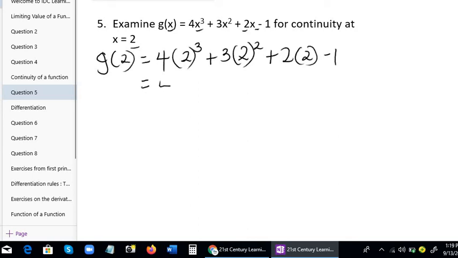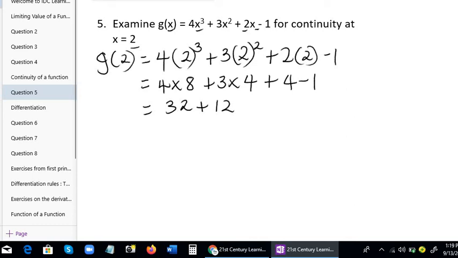Okay, so we have 4 times 2 cubed, which is 2 times 2 times 2 in 3 places, which will give me 8, plus 3 times 2 squared, which is 2 times 2, which will give me 4, plus 2 times 2 is 4, minus 1. 4 times 8 is 32, plus 12, plus 4 minus 1 is 3. 32 plus 12, what will it give us? 44, plus 3, which is 47.